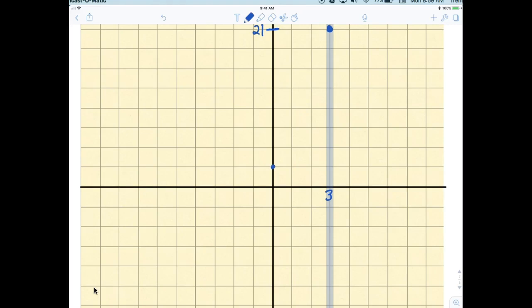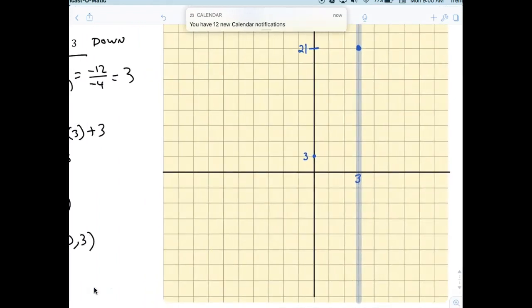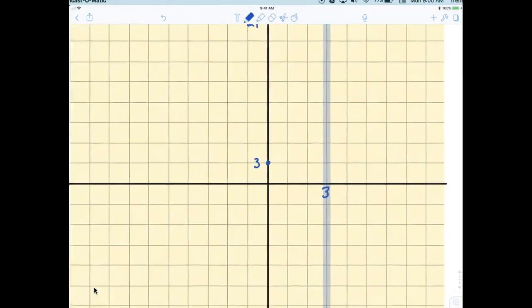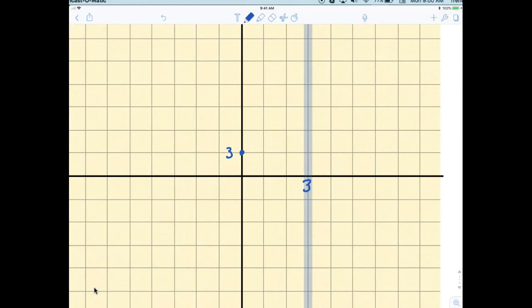Everybody agree? That's not a bad scale. So as long as you label it, that's 3. Okay, now here's what I need from you guys. Where is the other point going to go? Across, or on the other side of the axis of symmetry.